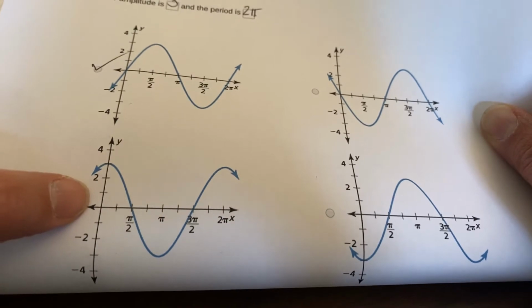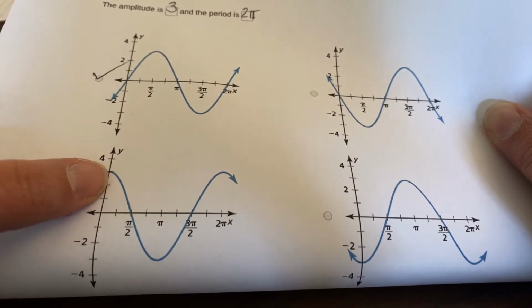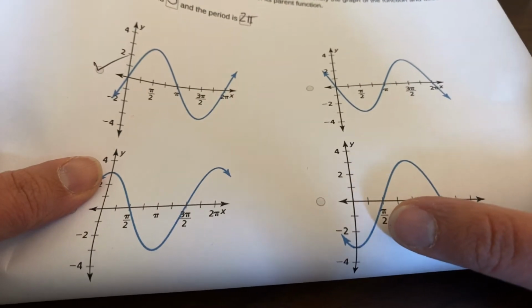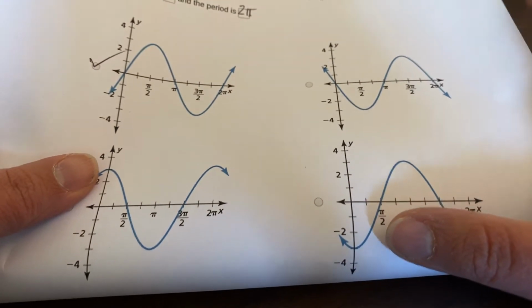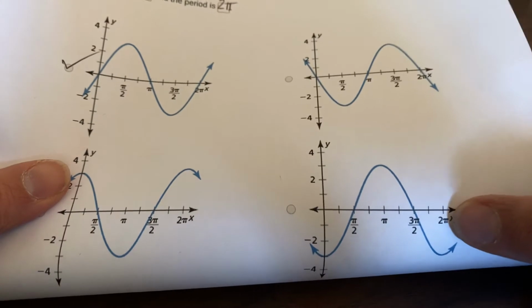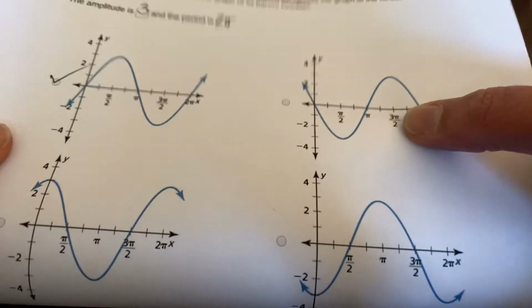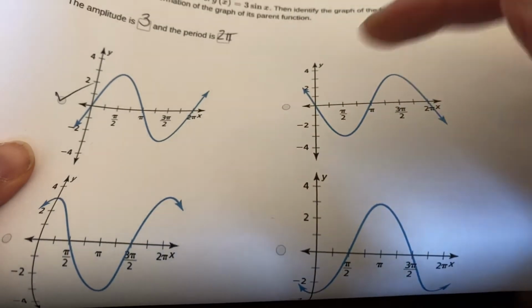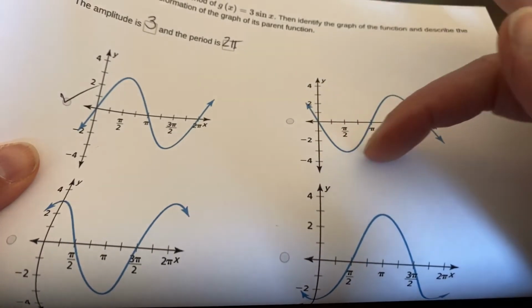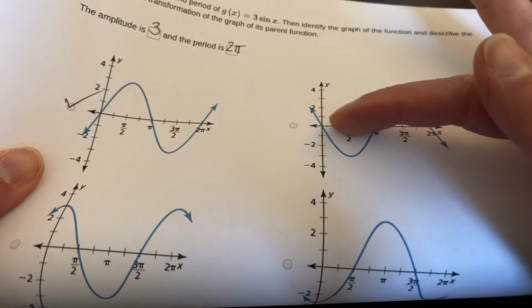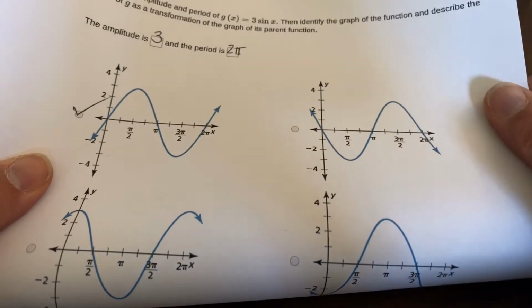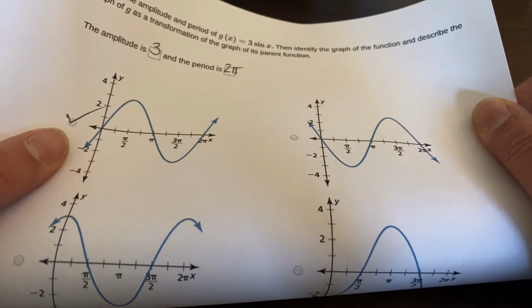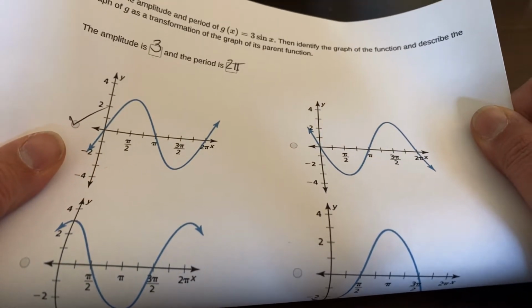So this goes through 0, 3. That's more like a cosine function. This goes through 0, -3. That's more like a negative cosine function. This function, this one over here, goes through 0, 0 as well, but it's going down from left to right. So that's like a negative sine function. So our answer, this first graph, is our best choice, right?